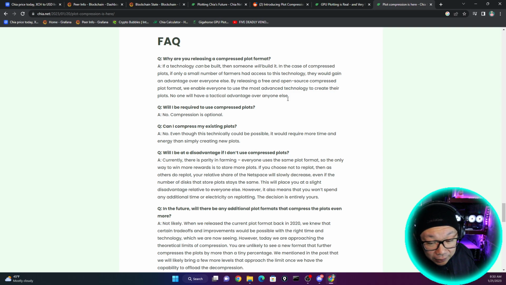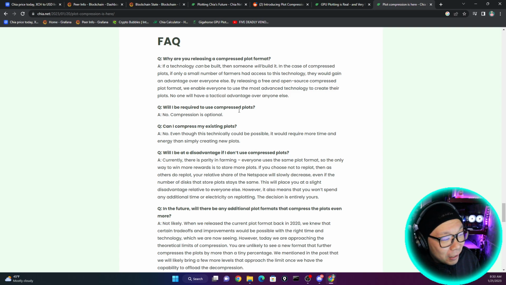No one would have had a tactical advantage over anyone else if no one had created this insanely fast plotting technology, like Mad Max and BladeBit or whatever, and everyone would have been equal. But now the playing field is, you've got elites and you've got rookies. All right, so we made that clear.